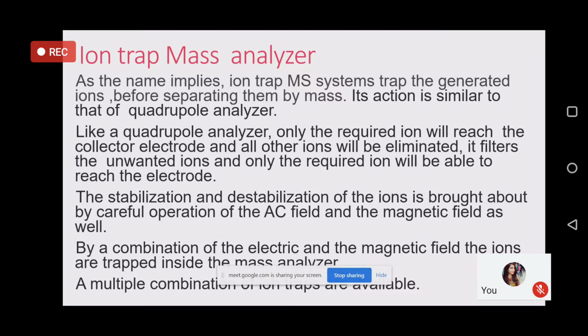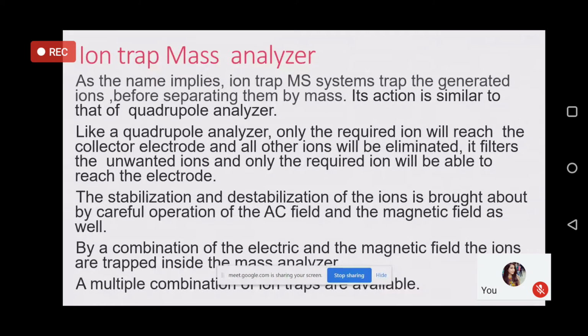ions have been trapped, all those ions with that particular M by Z value will reach the electrode and the current will be registered. After that, there won't be any further current possible, because whatever ions were collected and trapped, out of that, those which had to reach the electrode have reached and registered the current. So that is exactly the difference between the quadrupole and the ion trap mass analyzer.